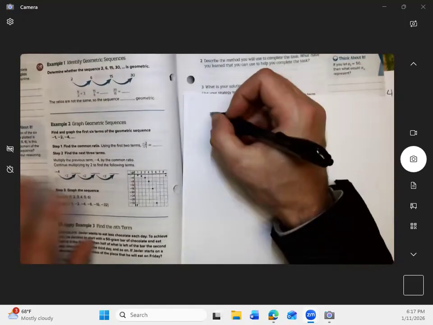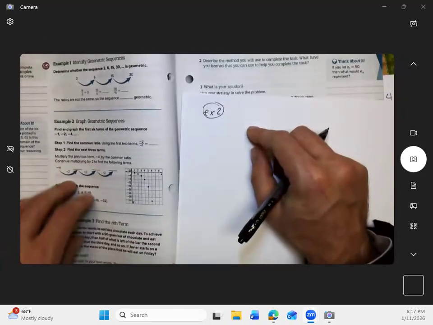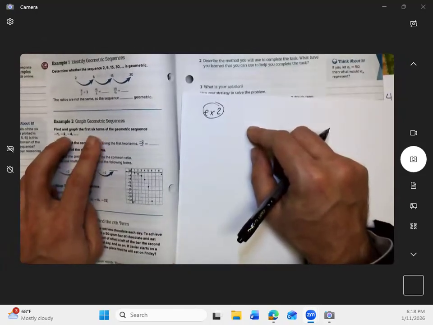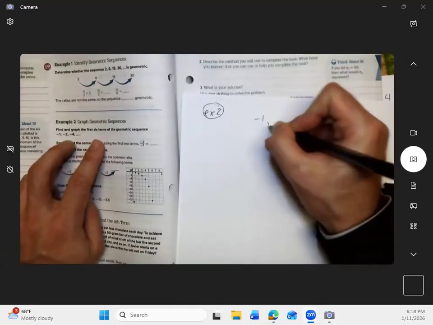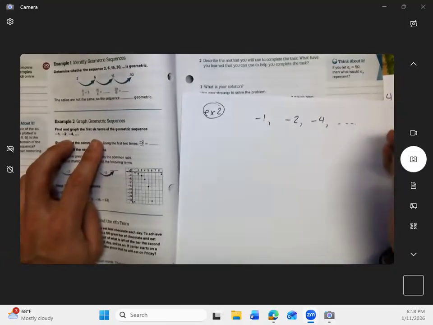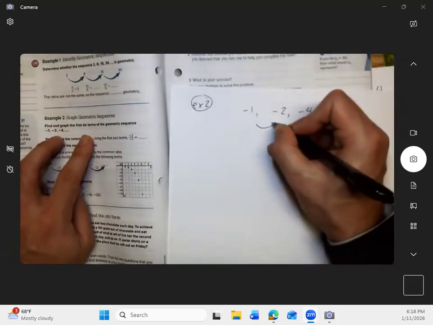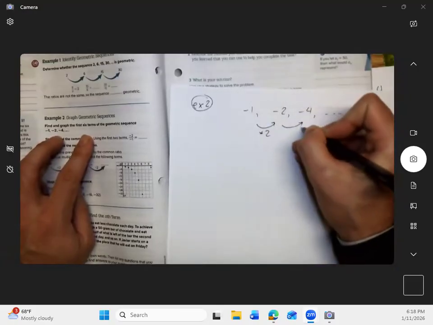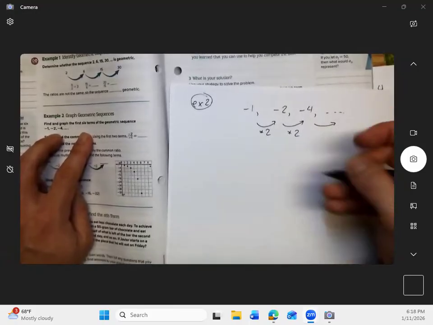Example 2. Okay, I've got to find one that works. I can show you how this works, right? Find and graph the first 6 terms of the geometric sequence. So they give you -1, -2, -4, and so on. Now they do tell you that it's geometric. So it looks like I'm just multiplying by 2. So times 2, times 2. Okay, and then you can just repeat that process. You can keep going. Okay?